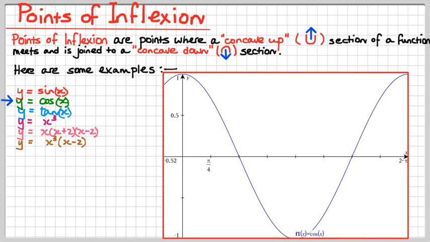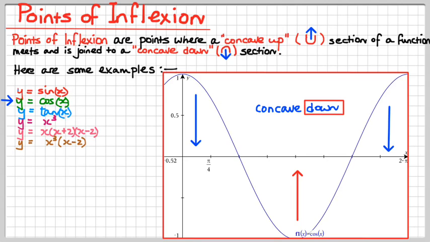Good. Now let's do the next one, cos x. Now you're getting the picture. Where is concave up? Where is concave down? Where do they meet? There's concave down, there's concave up. Where do they meet? That's the point of inflection, and that's the other one.